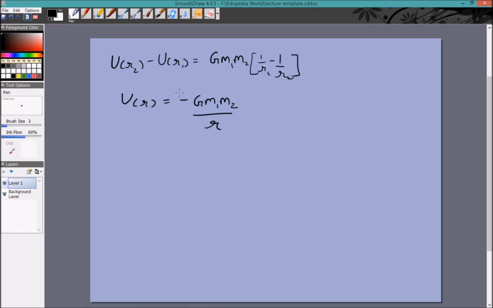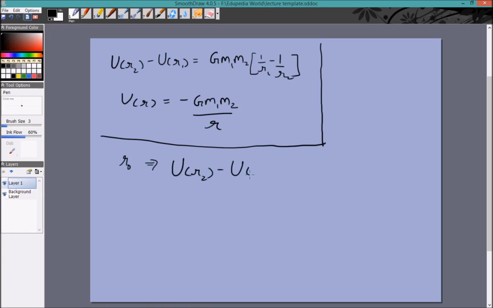Right. So, and another thing we could do is, we haven't yet chosen a reference point. Right now we are only talking about the difference between potential energy if m2 was at r1 or r2. Right. So let's take a reference point r0. In that case, u of r2 minus u of r0 will simply be u of r2, because the potential energy at the reference point is 0. That is the definition of the reference point, and that will be equal to g m1 m2 times 1 by r0 minus 1 by r2.